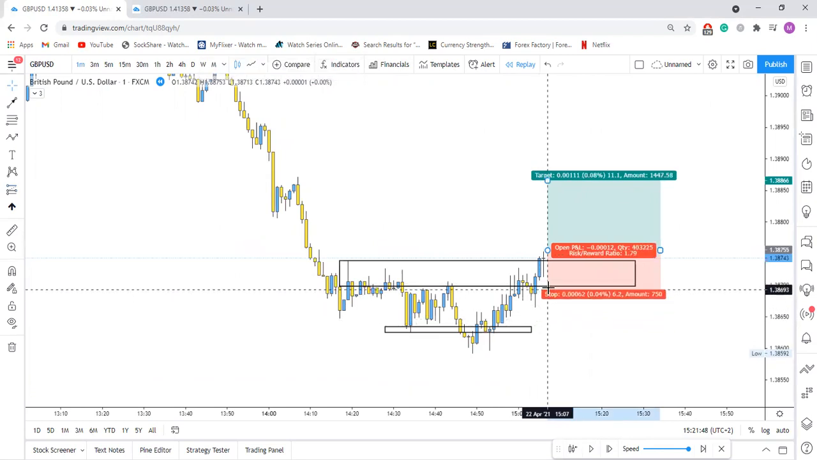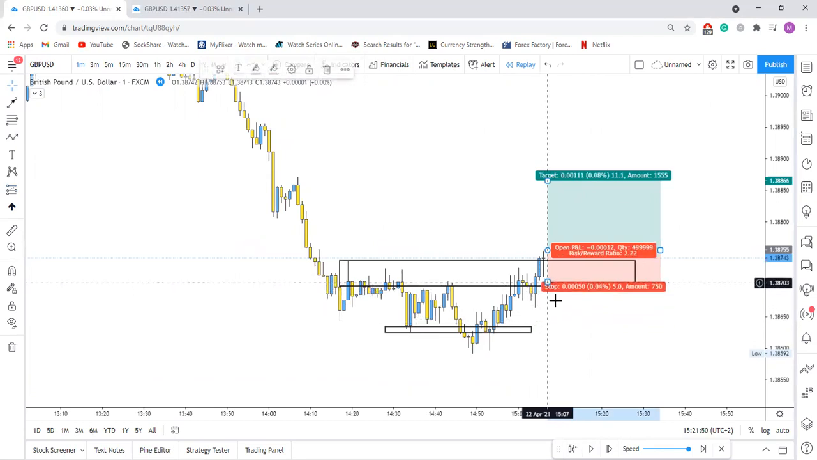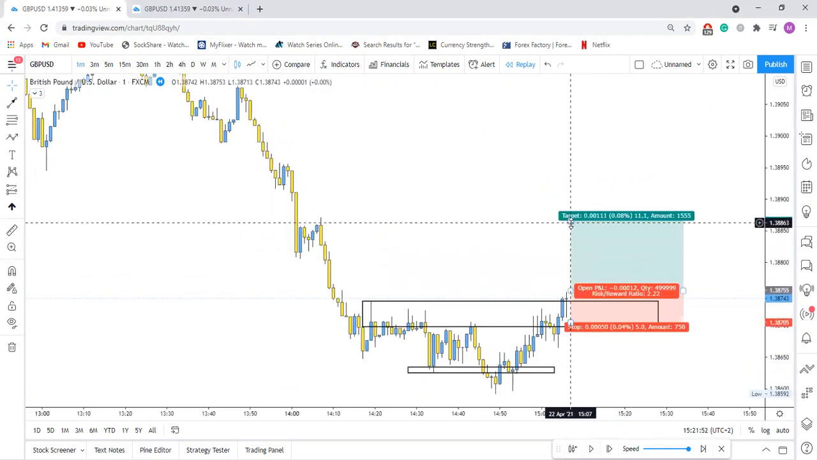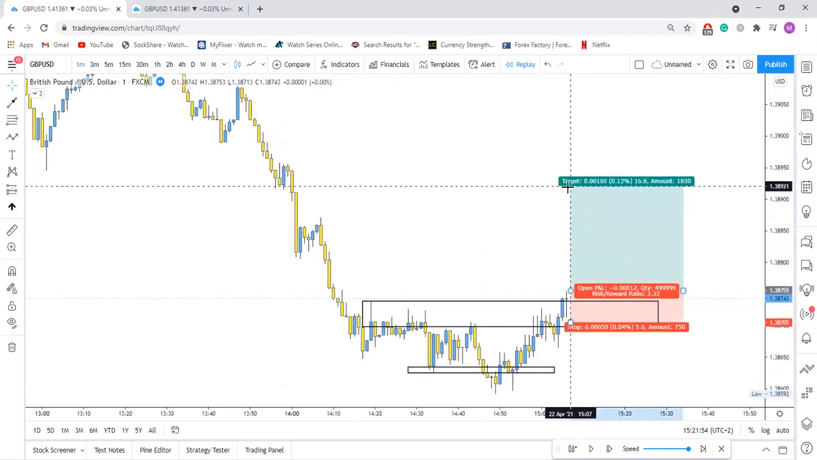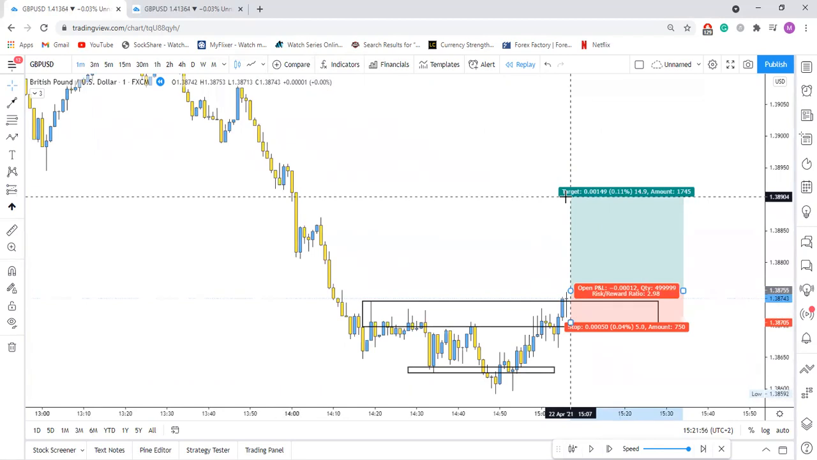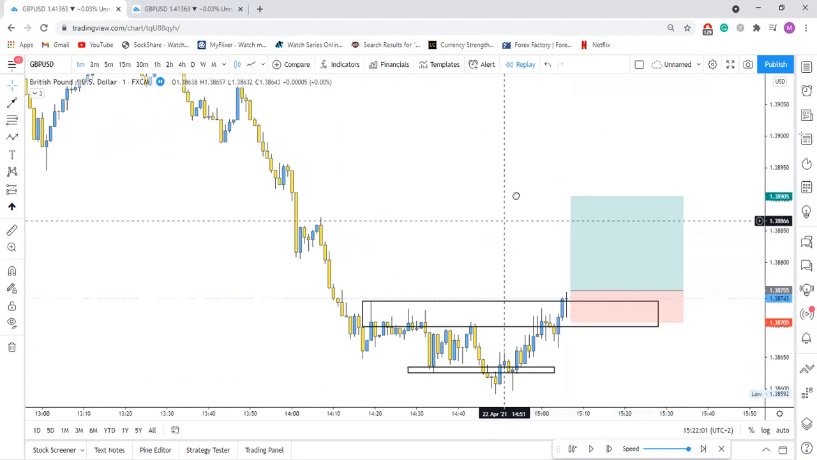Oof. These stop losses are huge. Okay, so it's 5 pips, meaning we're gonna go for 15. So there are two types of entries that I do look for. There's an immediate break and retest.